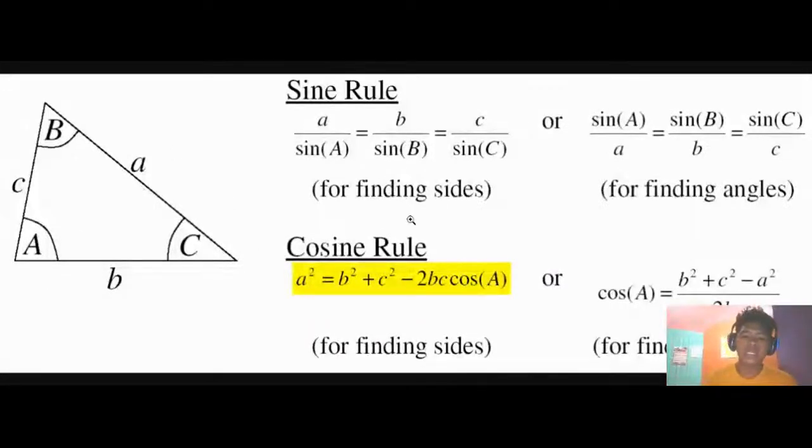So the cosine rule. We have a squared equals b squared plus c squared minus 2bc cos A, and this big A is just the angle in degrees, right? So if the sine rule is not working, we usually just resort to the cosine rule.